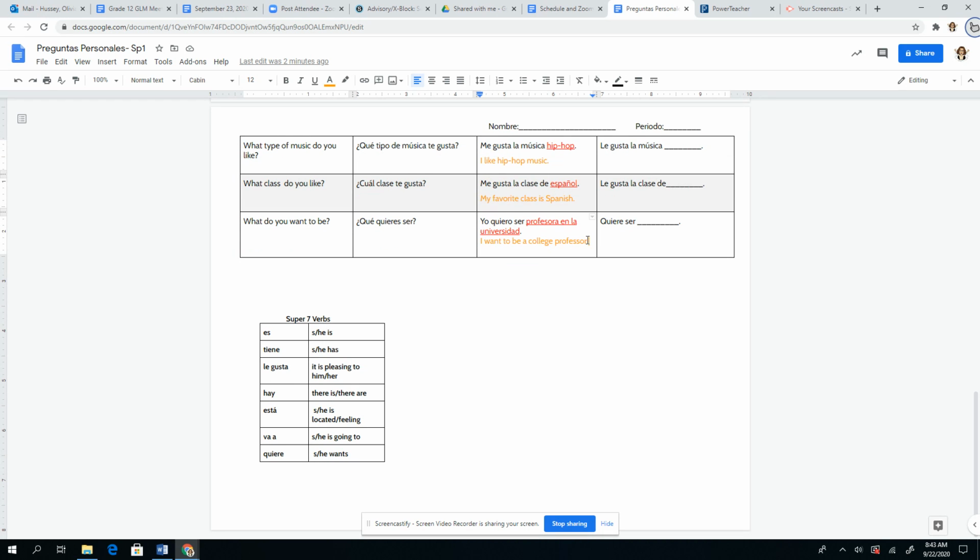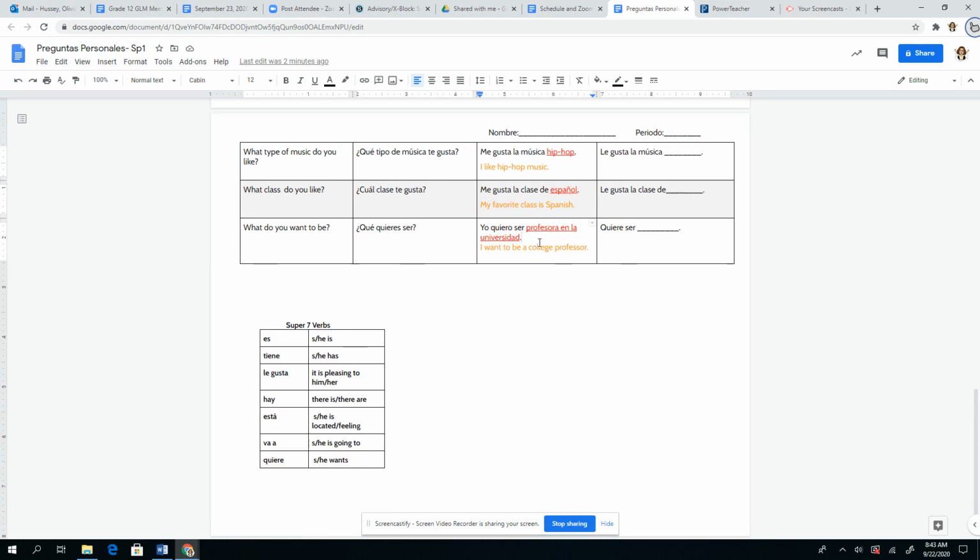And for what you want to be when you grow up, this word you can look up online for whatever you want to be. You can also say it in English because that's okay with me. But I want to be a college professor one day. So I'm going to write, Yo quiero ser profesora en la universidad. So on this blank, you would put whatever you want to be.